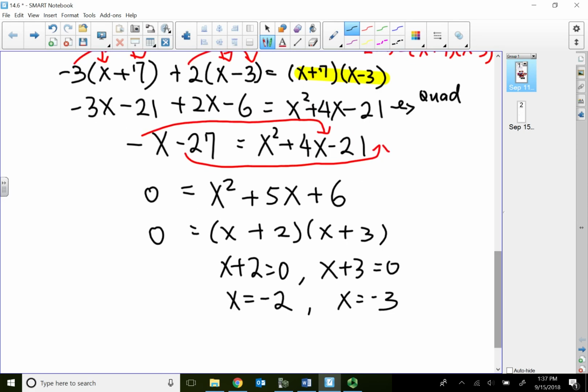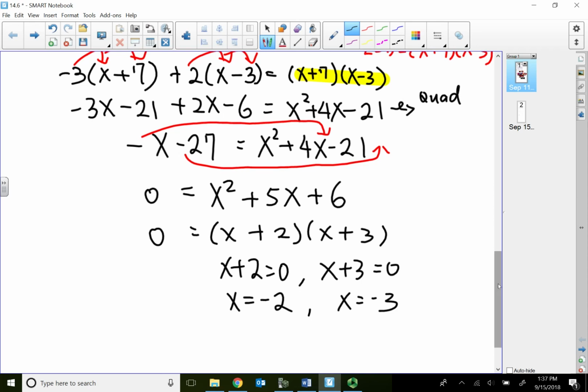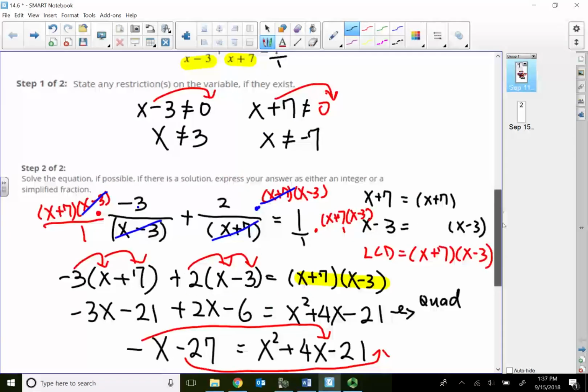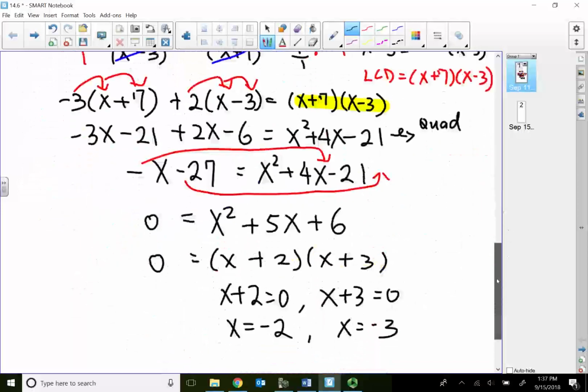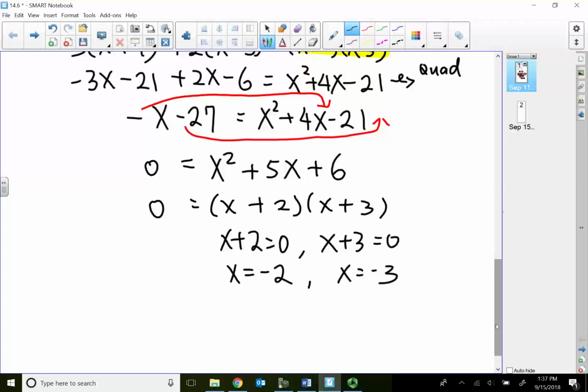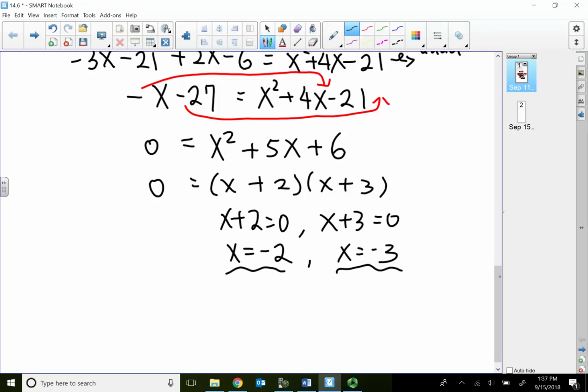All right, so now let's take a look at my solutions and check against my restriction. All right, 3 and negative 7, my 2 solutions are not those, so these 2 got to be my answers for my equation. All right, let's try again, okay?